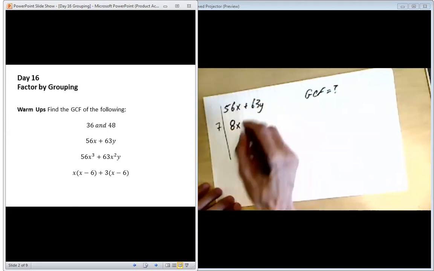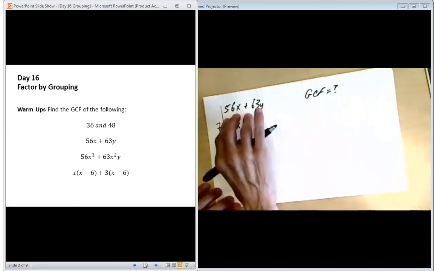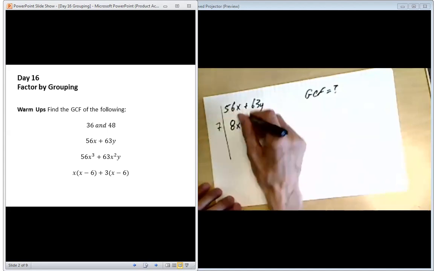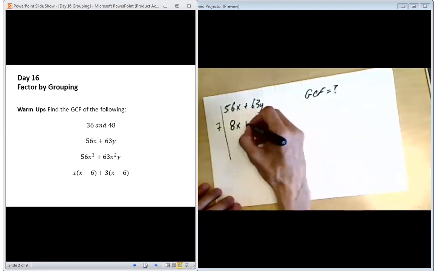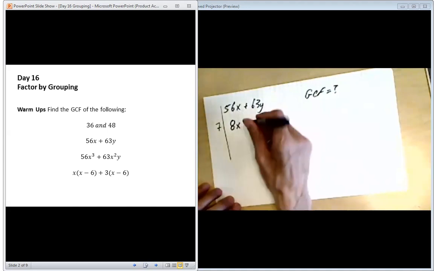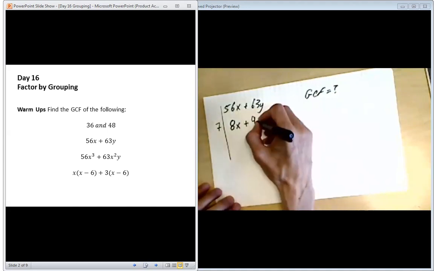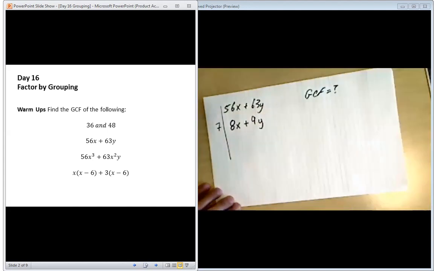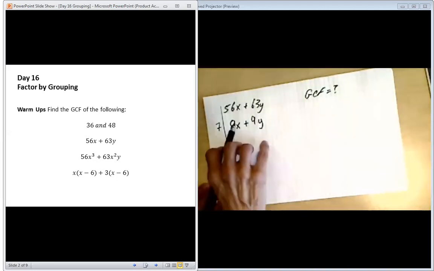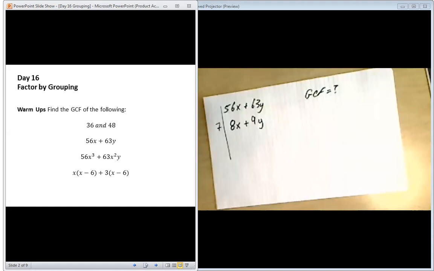But watch, this is like an expression, right? It's not separate things, it's all together. So I'm going to keep it all together so that it looks like one thing. 8x plus 63 divided by 7 is 9 there. That's true. 9y like that. All right. Okay, beautiful. So we're going to use this setup in the future questions.